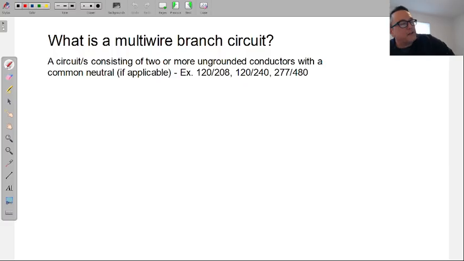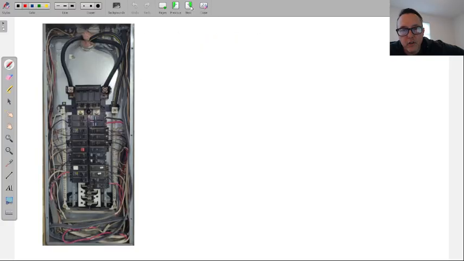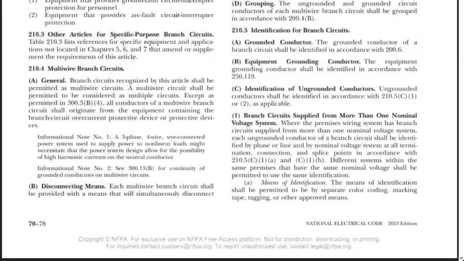What is a multi-wire branch circuit? It means it's going to have two hots and a neutral when we use the neutral. Again, I'm going to show you all these examples. So there's the key to this system now. A multi-wire branch circuit is going to have two hot conductors, but also, again, a multi-wire branch circuit can also be multiple circuits. So let's get into that.